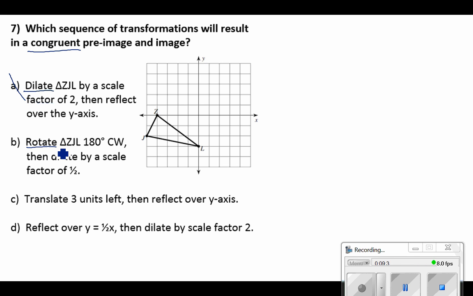B, rotate and dilate, so we can knock that one off as well. Part C, translate and reflect, so that could be the answer. And D, reflect and dilate. So that would not be correct. We don't have to do much more work because answer choice C would be correct.